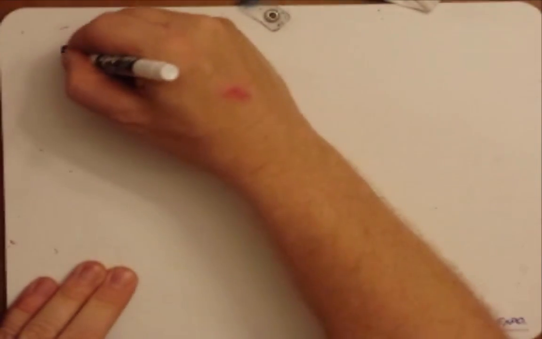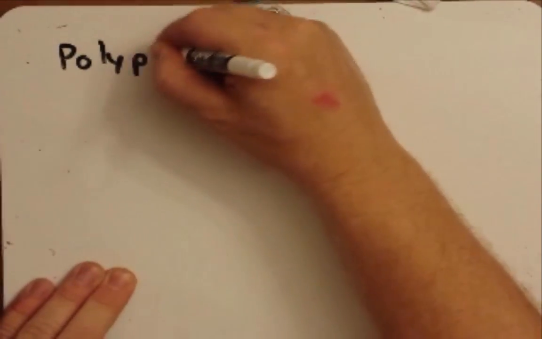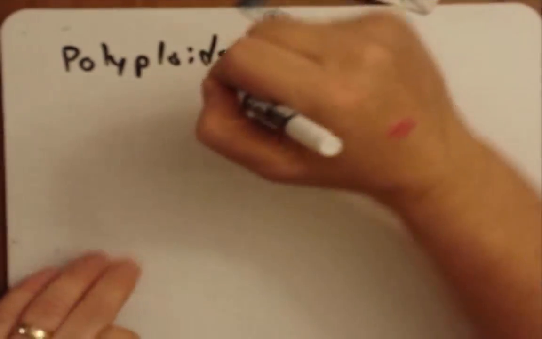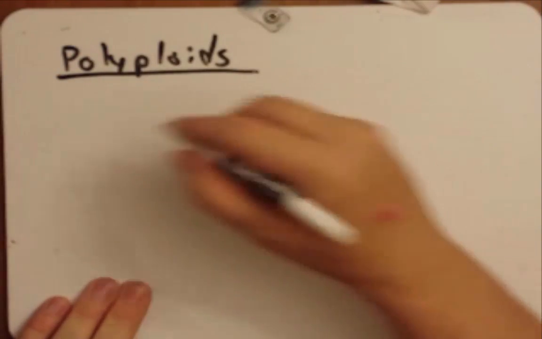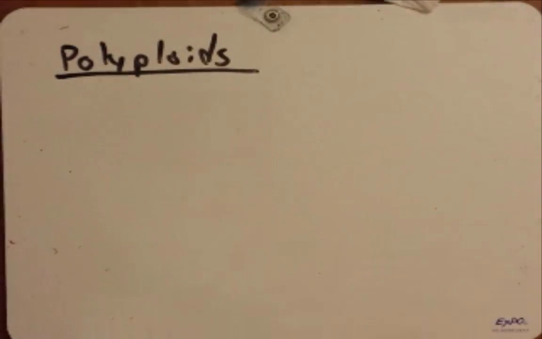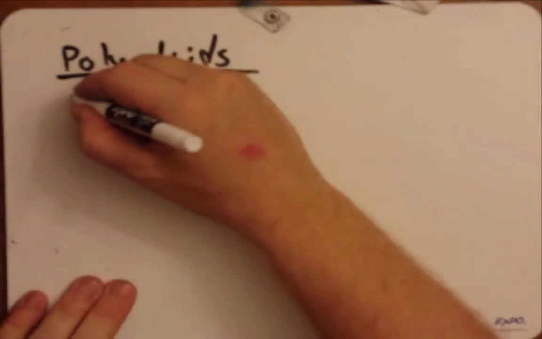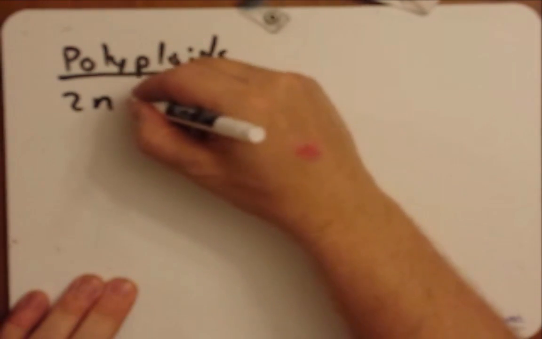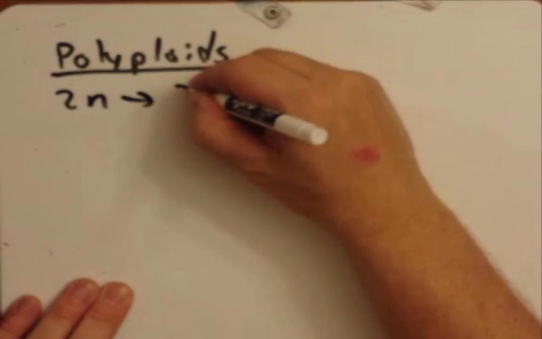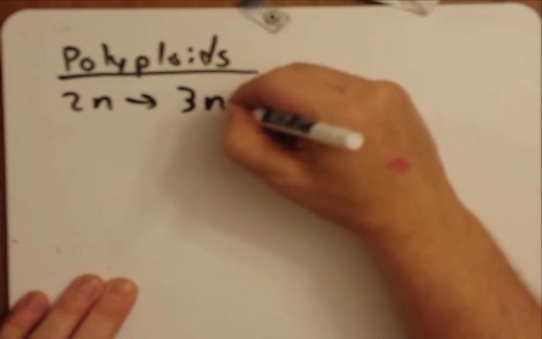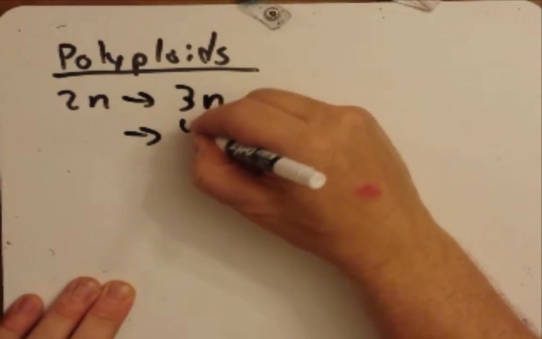Next, I want to talk about polyploids. Now, polyploids exist when you have a whole extra set of your chromosomes. So when you go from a diploid to a triploid, or a diploid to a tetraploid.